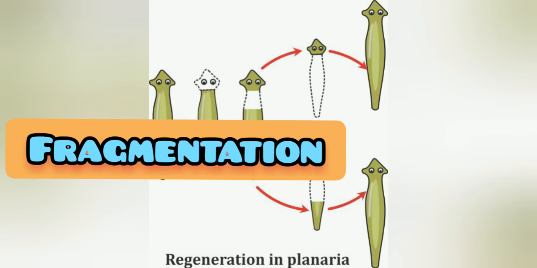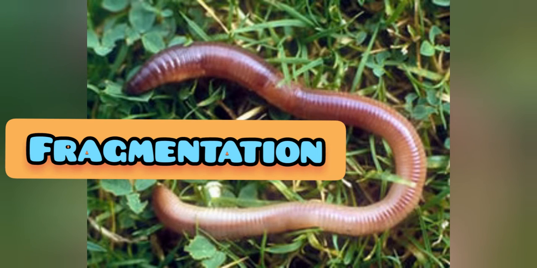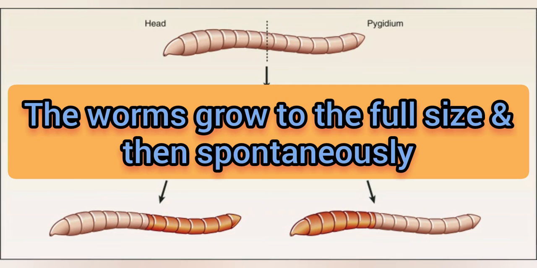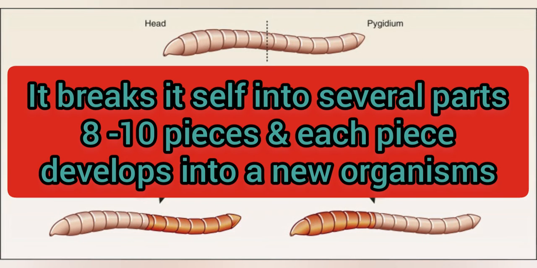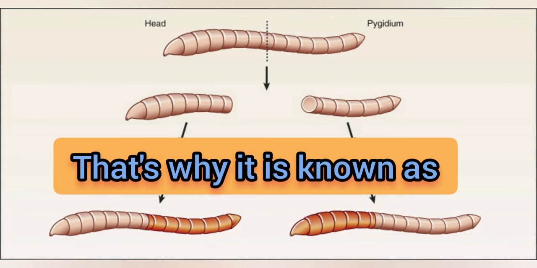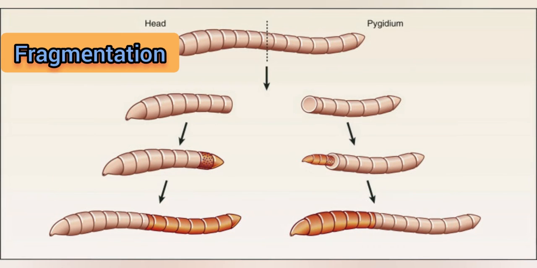Next one is fragmentation. For example, the worms grow to full size and then spontaneously break themselves into several parts, 8 to 10 pieces, and each piece develops into a new organism. That's why it is known as fragmentation.